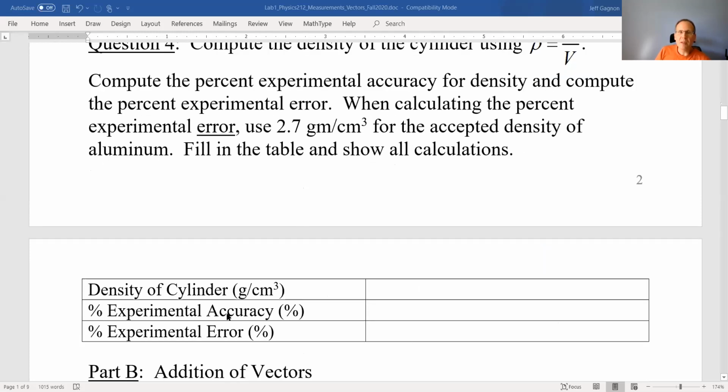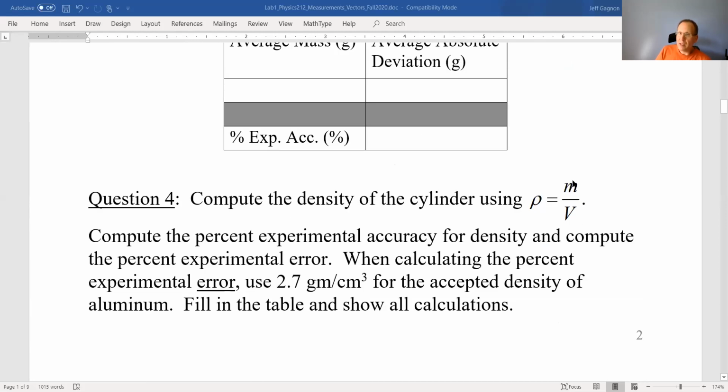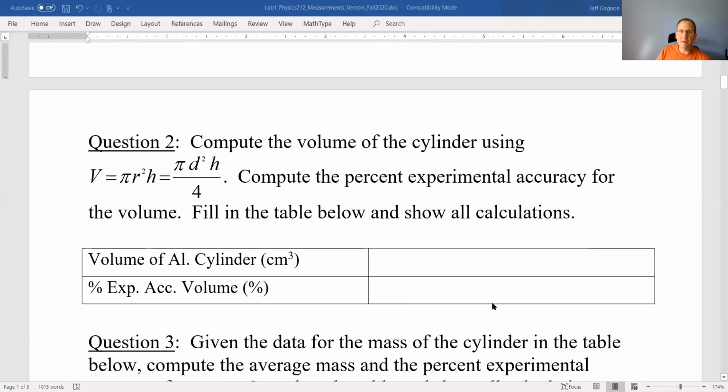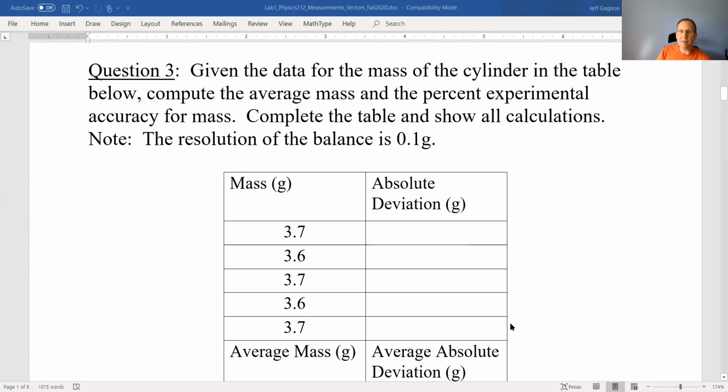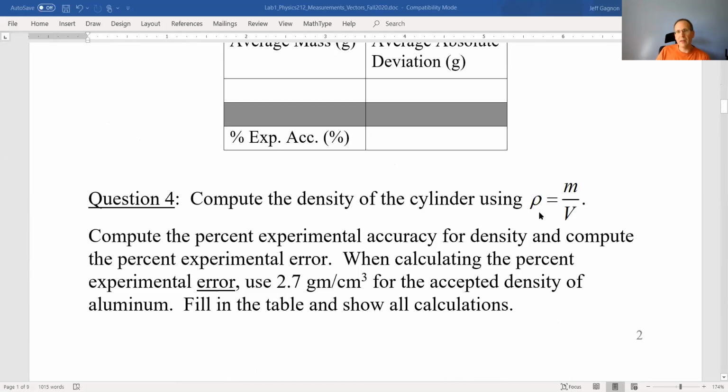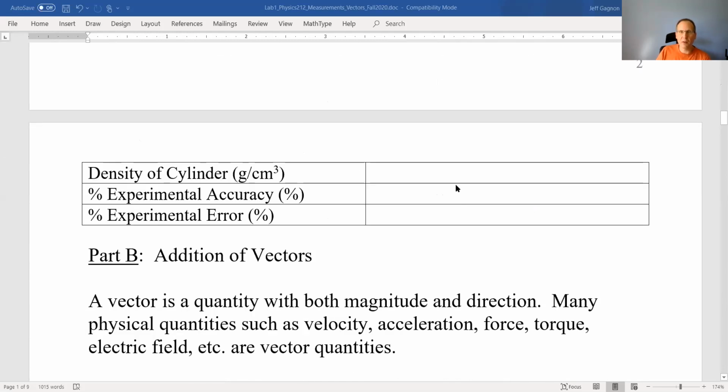Then you want to compute the percent experimental accuracy for density. Well, again, since the formula involves dividing these variables together, then you have to add the respective percent accuracies to get the accuracy for density. So it's just going to be your percent experimental accuracy for mass plus the accuracy for volume. If you add those two together, then that will give you the accuracy for density. Okay, and that'll go here.